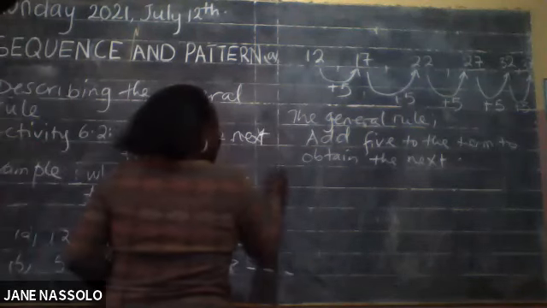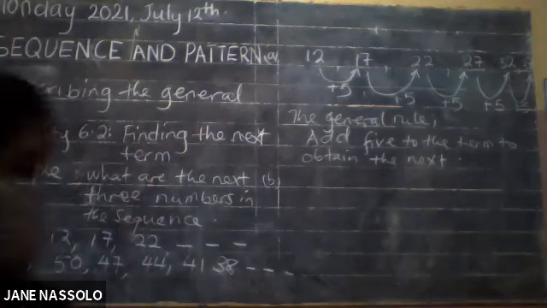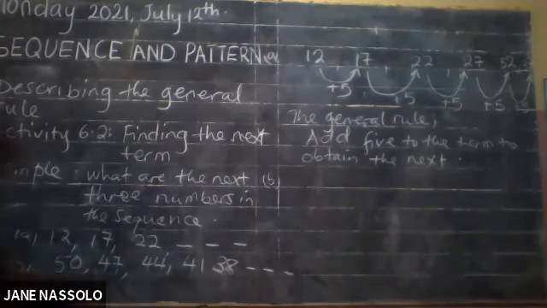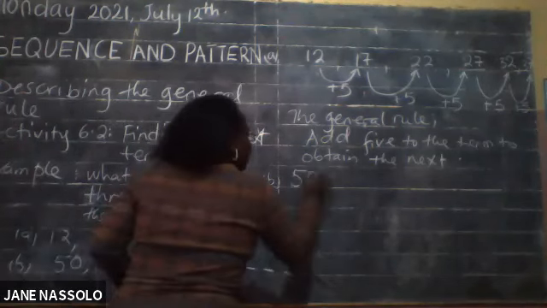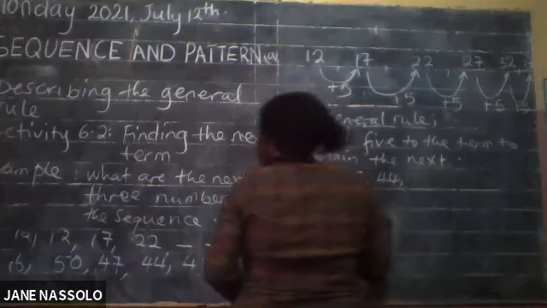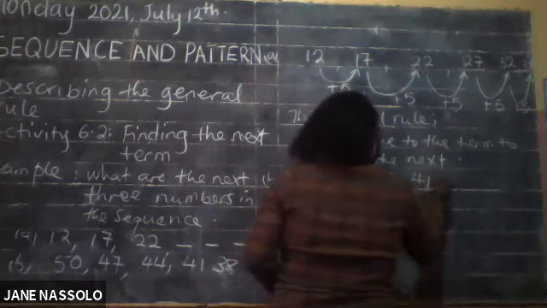Then part B. Shall we still add 5? Part B we have 50, 47, 44, 41, 38. We need the next 3 terms. Then what have we done?